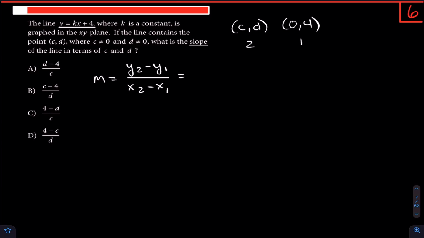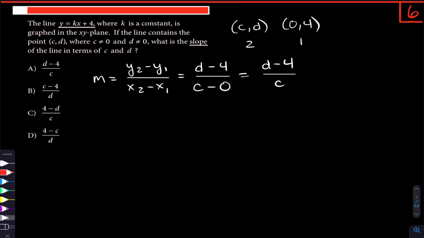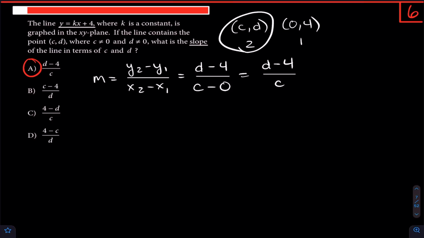The y-coordinate of my second point is d. The y-coordinate of my first point is 4. The x-coordinate of my second point is c. And the x-coordinate of my first point is 0. So all in all, I'm going to get d minus 4 over c. And that right there is equal to choice A. So that's my slope.